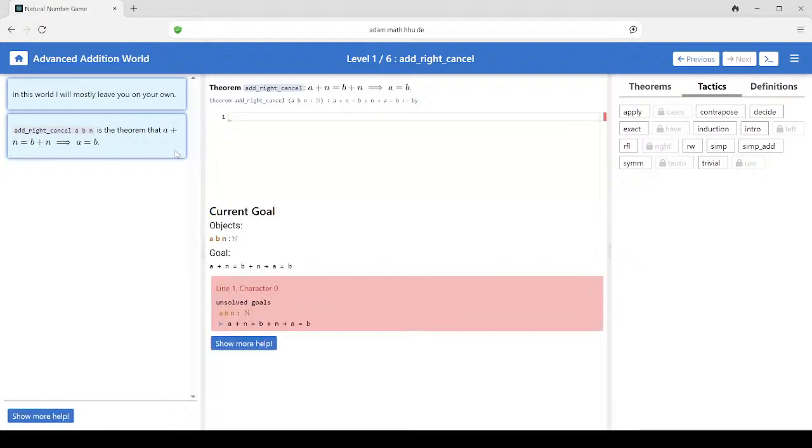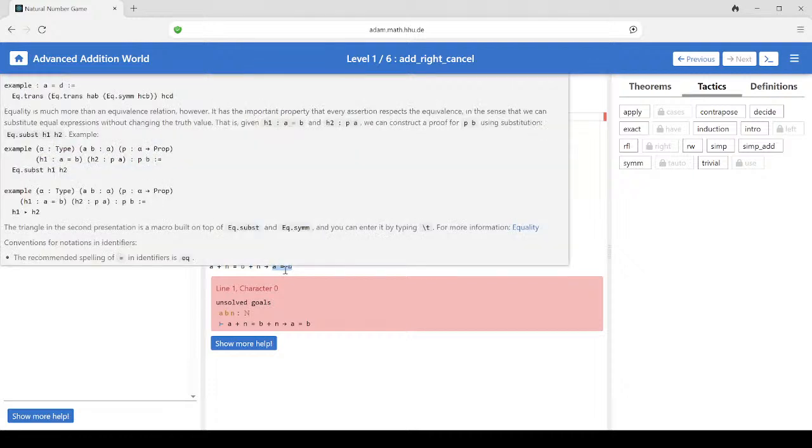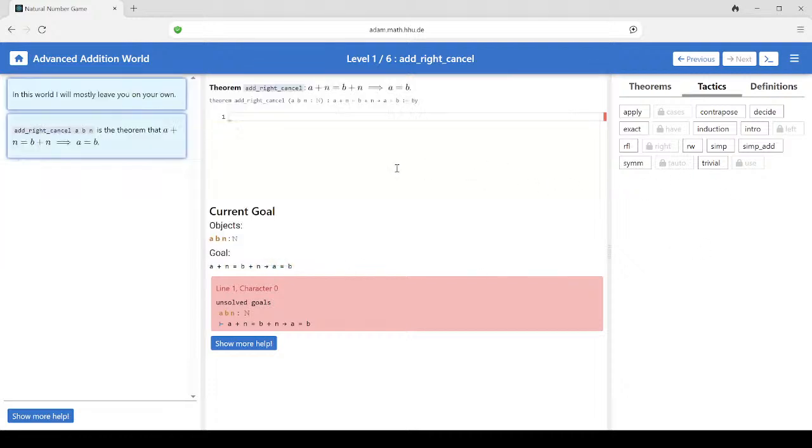In this world, I will mostly leave you on your own. Add write cancel ABN is the theorem that A plus N equals B plus N implies A equals B. Okay. Wait. Oh, add write, okay, that's the one we're proving right now. A plus N equals B plus N implies A equals B. Yeah, okay. That makes sense. But how do I solve it?